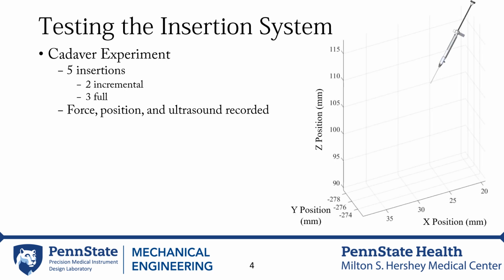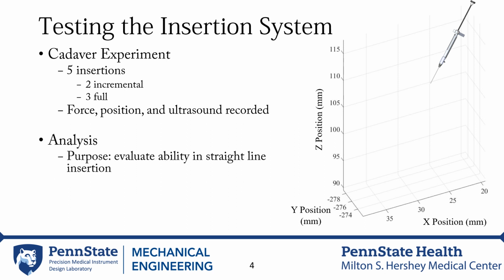After data collection was performed, the device was evaluated for its ability to perform a straight line insertion with minimal deviation. This was done by generating a parameterized equation based on the recorded orientation of the system at the start of insertion, projecting an expected straight line path of travel. Then, the deviation from each data point from this projected needle path was calculated using MATLAB.